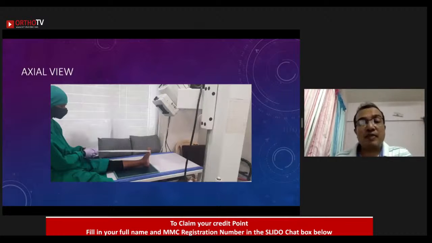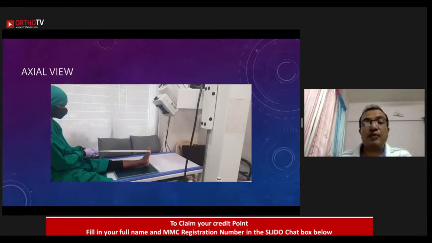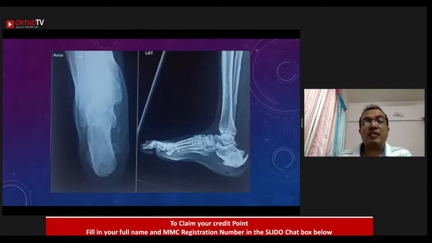Axial view, everyone should know it, even intra-op and pre-op or post-op. How do we take this view? Again, 45 degree angle, and don't use hands to pull up the dorsiflex the foot. Use this kind of bandage or sterile bandage intra-op to make the dorsiflexion. So this is how these axial views should look like.